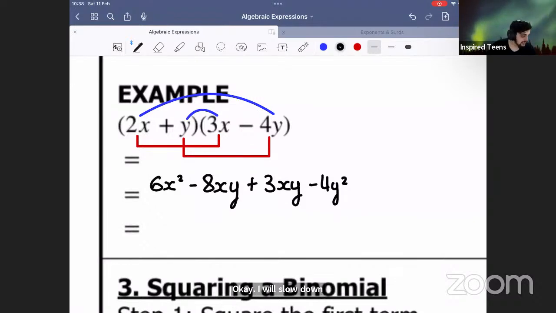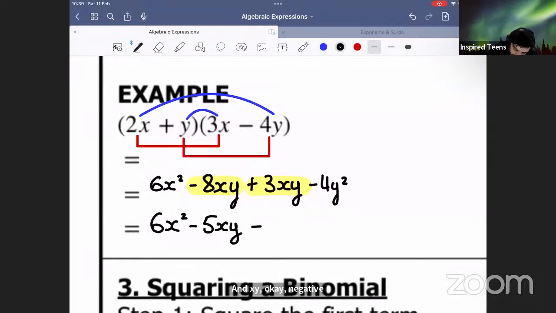Okay, so in that case, you have 6x squared. These are now like terms. So we need to simplify these like terms. So negative 8xy plus 3xy, those are like terms because they have the same variable, xy and xy. Okay, negative 8 plus 3 is negative 5xy, and then minus 4y squared.